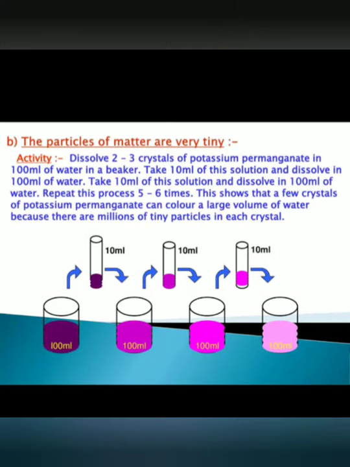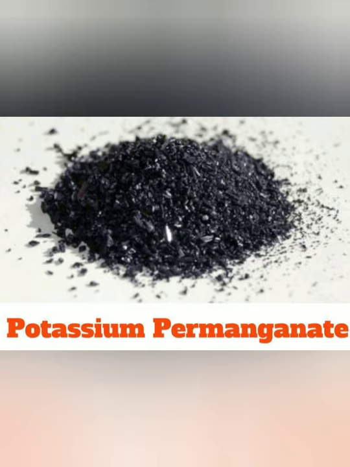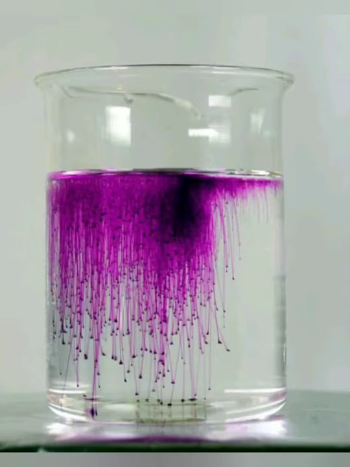Hence, from the above experiment, it can be stated that one crystal of potassium permanganate, which seems to be very small in size, is actually made up of a large number of tiny particles. Hence, matter is made up of particles and the size of particles is extremely small. This was the first property of particles of matter we have studied.